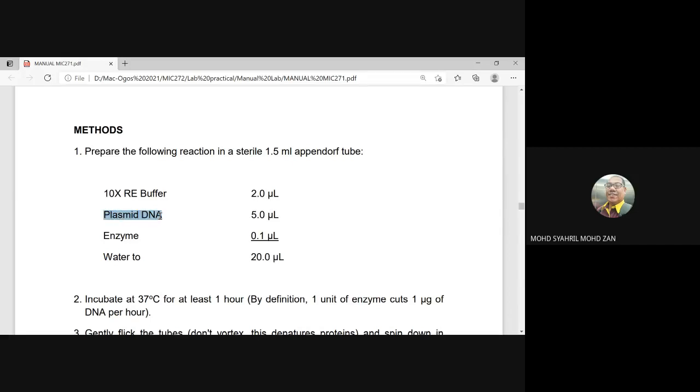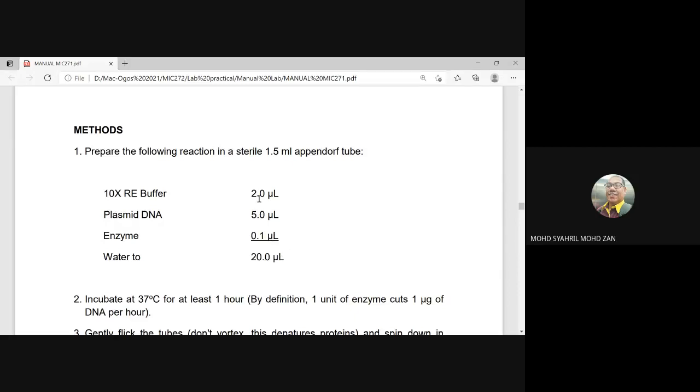From here you put plasmid DNA or you put DNA samples, both 5 microliters, in a 1.5 ml Eppendorf tube. For example, if it is plasmid DNA, you just label it plasmid DNA. Another tube will be DNA samples. Enzyme, you put 0.1 microliters. In total, top up will be 20 microliters.